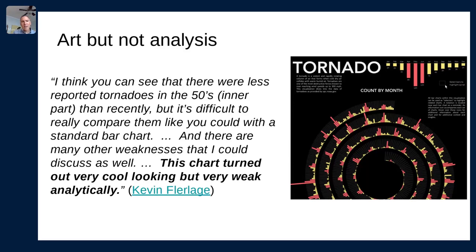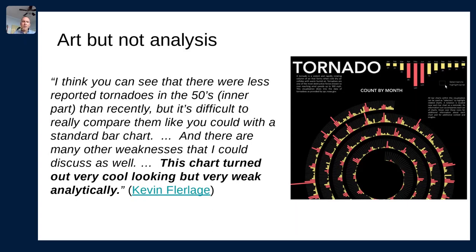One way of thinking about this is that there are things that are more art and not really analysis. There's a picture here of tornado data in what's called a spiral bar chart. And I think these things are cool. There was a really nice one in the New York Times a while ago. I think my mother-in-law cut it out of the paper and sent it to me.